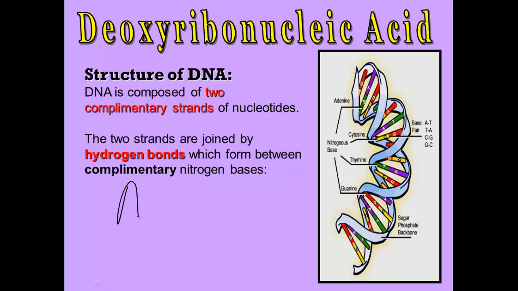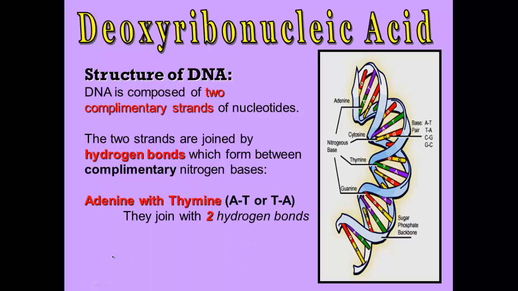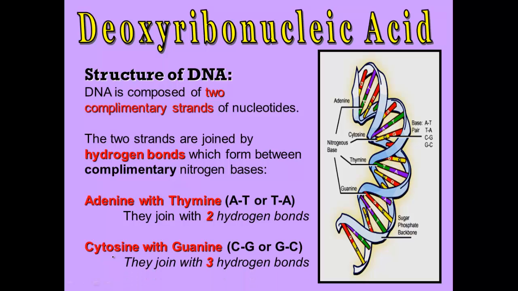So adenine always joins with thymine. And the way that they link together forms 2 hydrogen bonds. And cytosine always binds with guanine and vice versa. And they bond with 3 hydrogen bonds. So adenine binds with thymine with 2 hydrogen bonds. Cytosine joins with guanine with 3 hydrogen bonds.